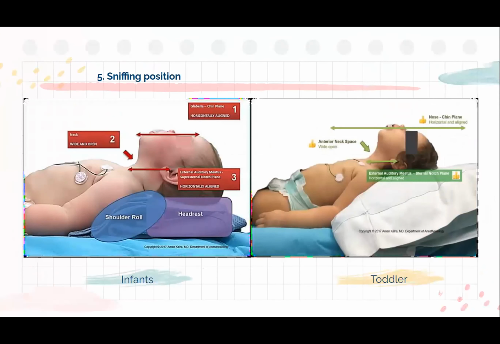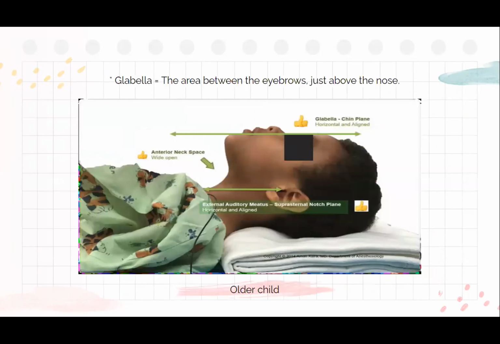So for sniffing position, there are 3 criteria that we should note. Okay, the first one, the glabella, which is the area between the eyebrows, should be horizontally aligned with the chin plane, and then the neck should be wide and open. And the third one is the external auditory meatus should be horizontally aligned with the suprasternal notch plane. And the one that we should adjust is the headrest, maybe higher or lower, to meet these 3 criteria. And also shoulder roll. It's kind of similar for infants, toddlers, and also older children. Okay.